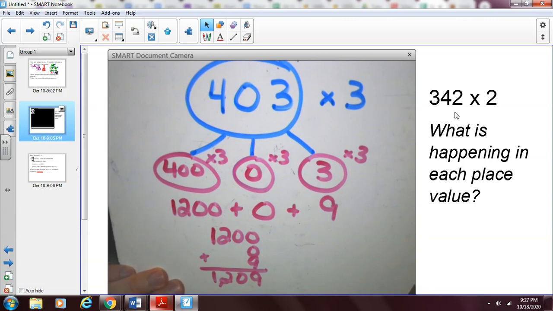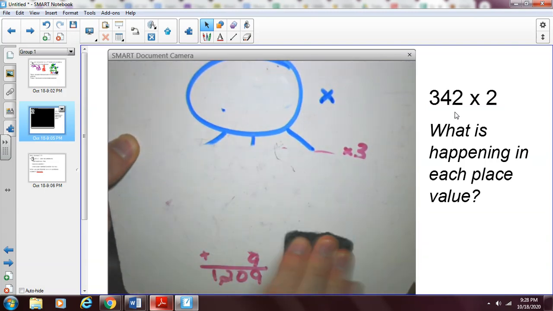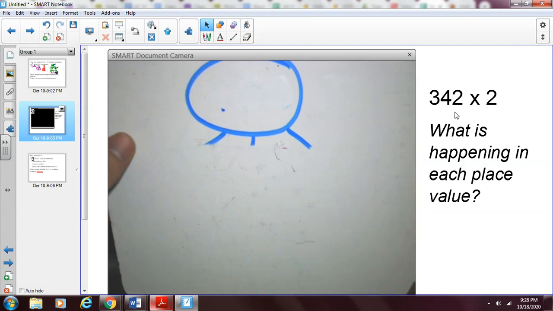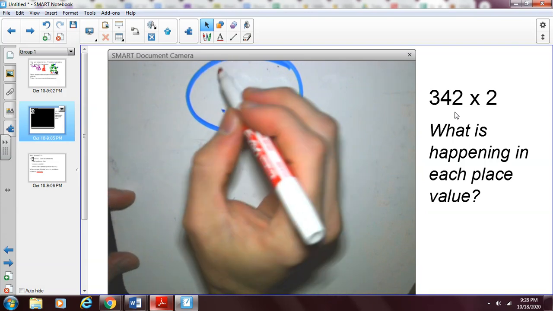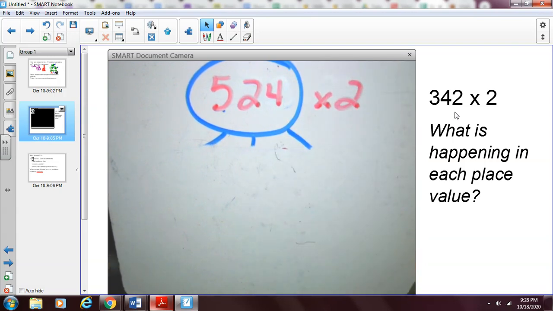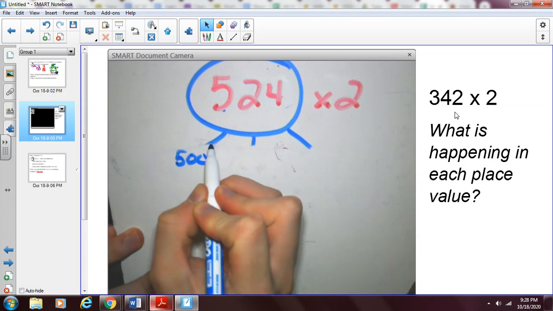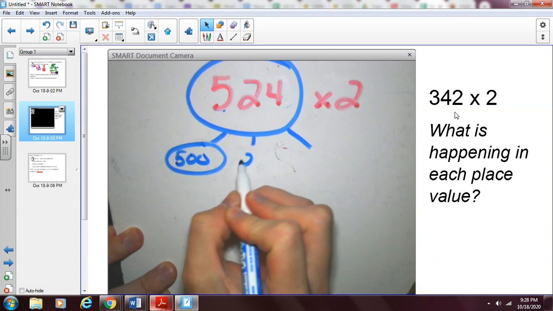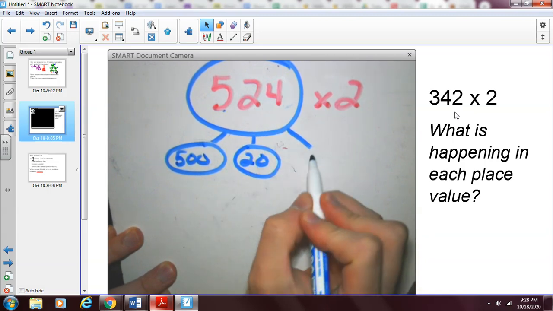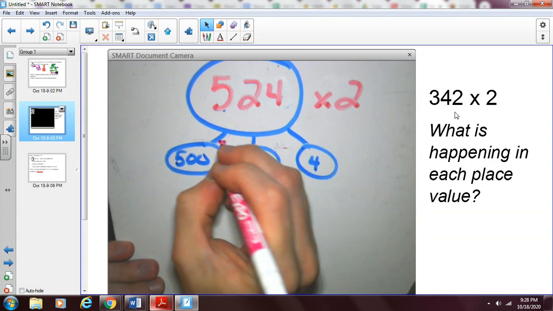Let's do another example of that, and pause the video if you need to so that we can see exactly what's happening with our numbers. Let's take 524 and multiply it by 2. So let's first of all get the value of each of these digits. So the 5 has a value of 500. The 2 has a value of 20. And the 4 has a value of 4 ones. And now I'm going to multiply each of these individual numbers times 2.